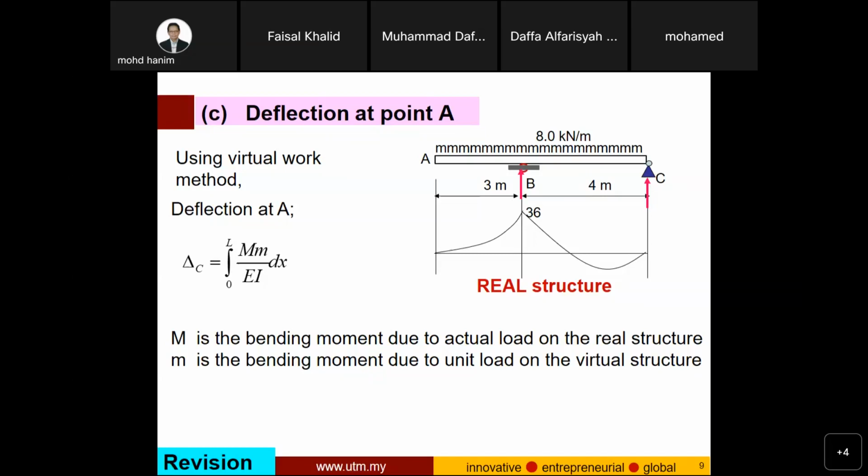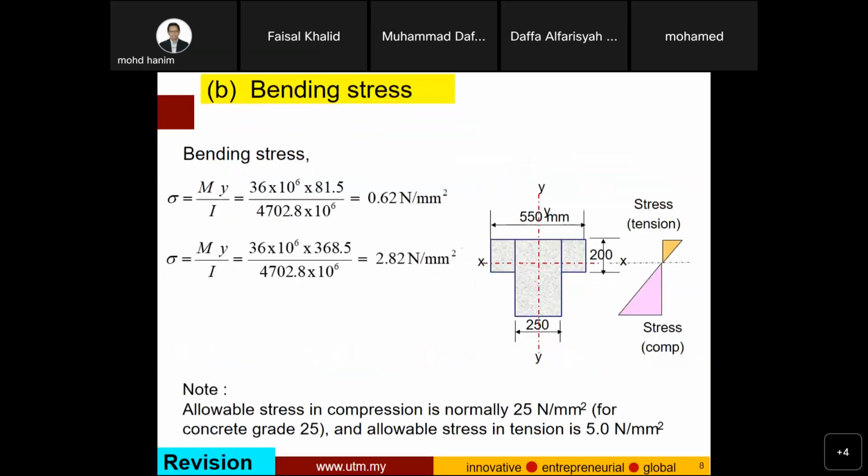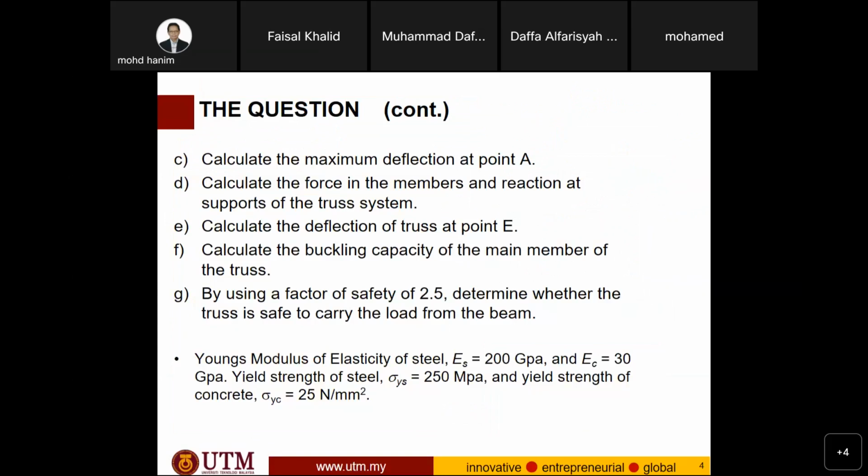So which one do you want to use? It's up to you. But if it is specified in the exam question, then you have to use that method. But in this case, it is not mentioned. I don't know. Check.